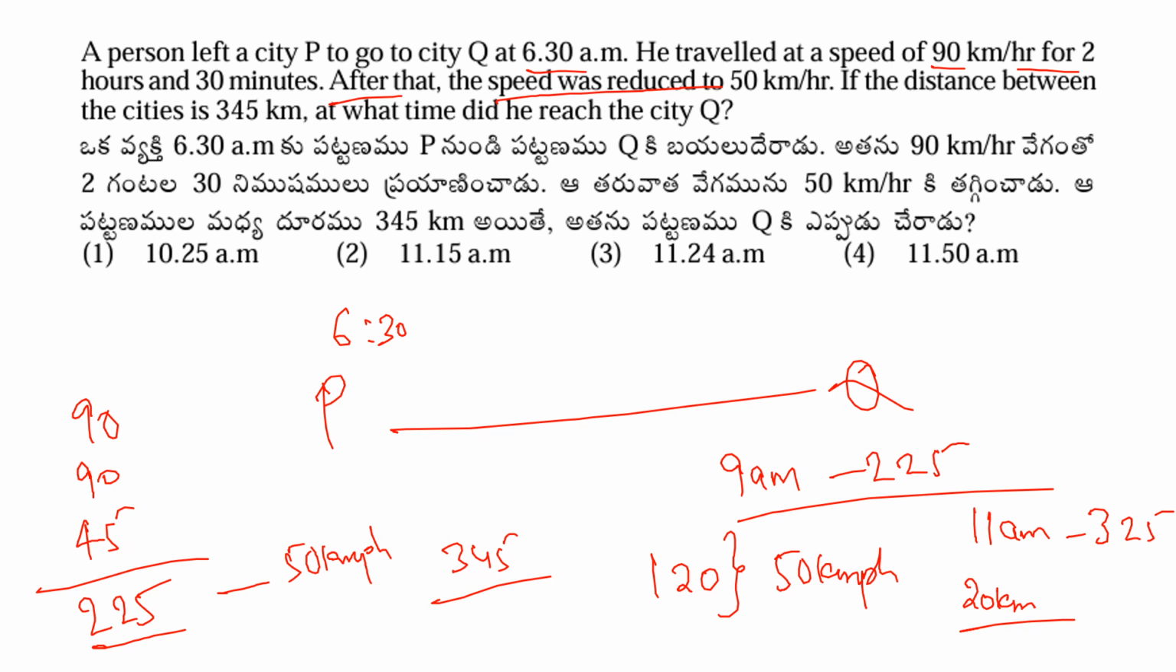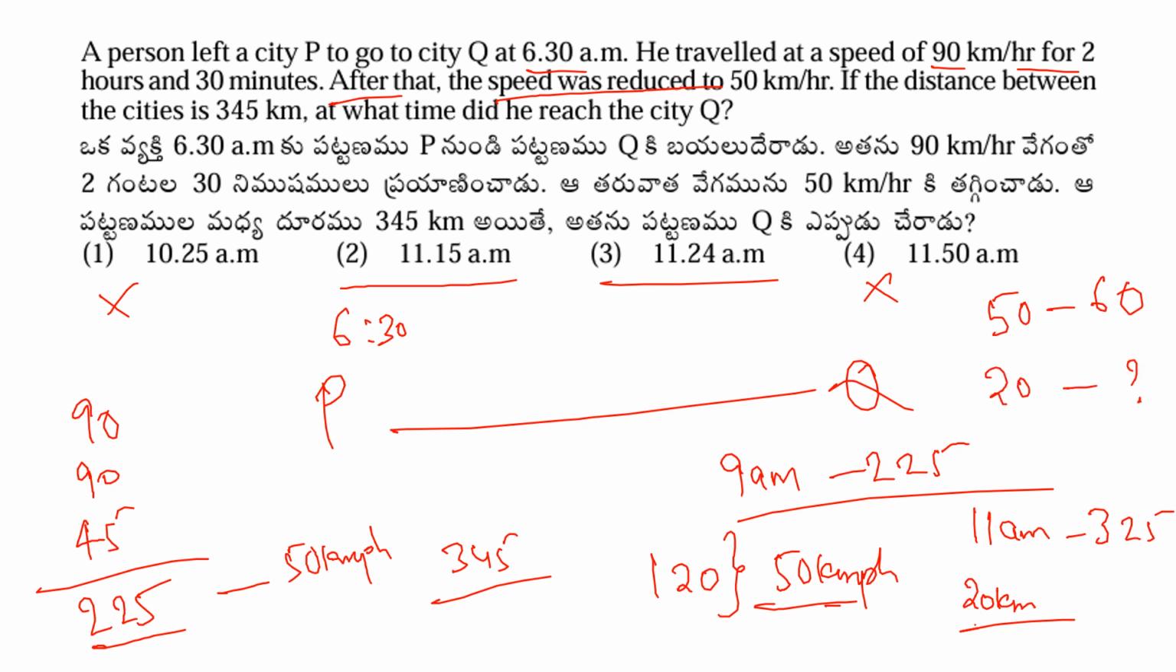You can choose the answer now. 50 kilometers per hour means half an hour, 25 kilometers. So it should be in between 11 and 11:30. So the answer should be option 2 or 3 here. It should not be options 1 and 4. Then 20 kilometers left. Per hour, 50 kilometers we can travel. 50 kilometers we can travel in 60 minutes. Then in what time do we need to travel 20 kilometers?